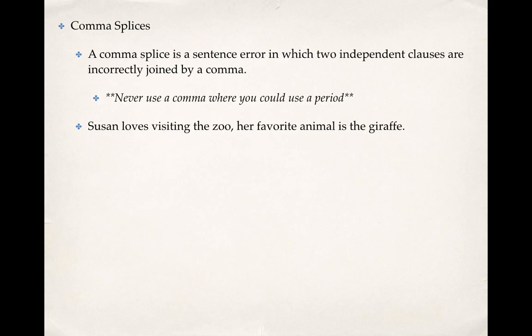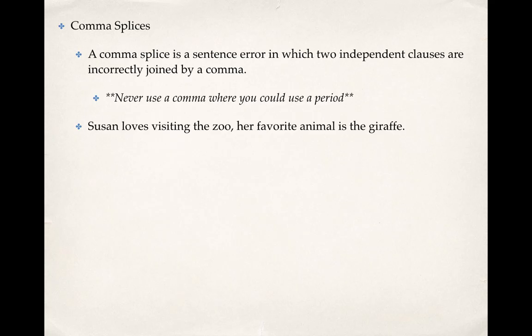Susan loves visiting the zoo, her favorite animal is the giraffe. So if you look at my little italicized rule there, could we put a period between those independent clauses? Yes, we could. Susan loves visiting the zoo, period. Her favorite animal is the giraffe. So it is incorrect for me to use that comma there. That is called a comma splice.